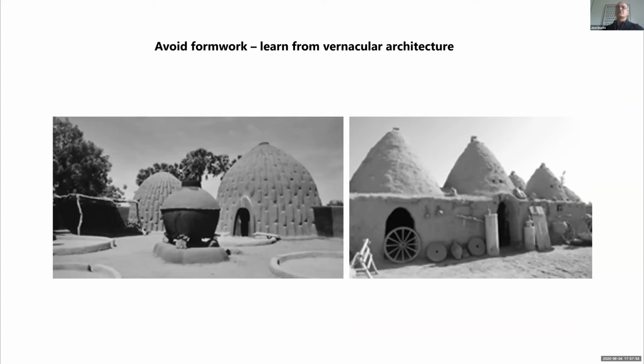So another thing that we are doing is actually learning from historic precedents. So we are looking at vernacular architecture that works very well under compression and seeing which kind of shapes have worked in the past that did not require reinforcement. So you can build structures that are strong enough to be used, you know, for houses and so on.